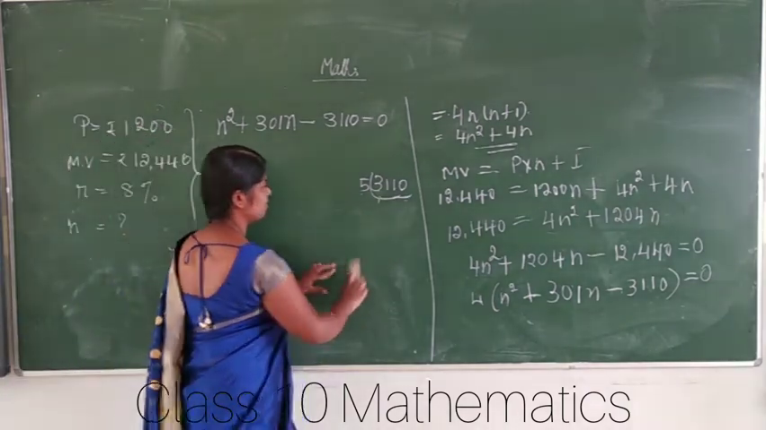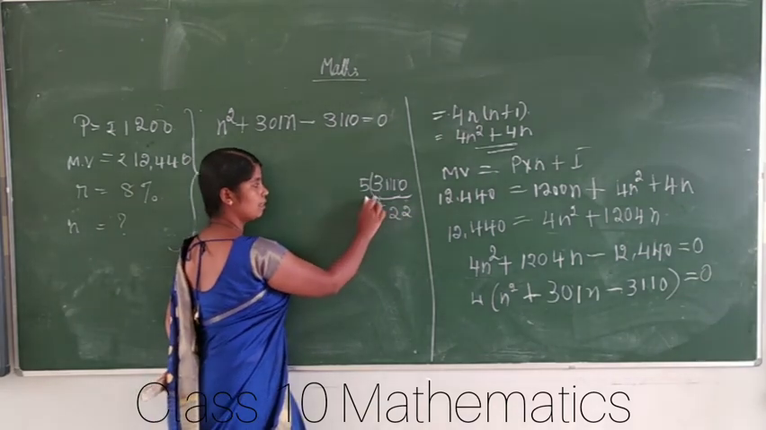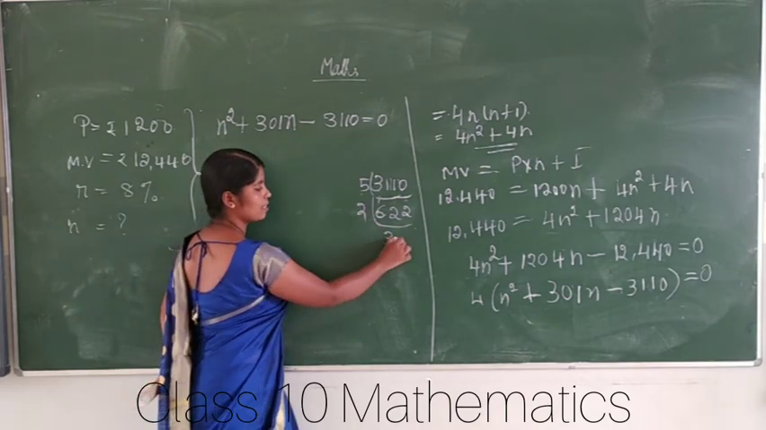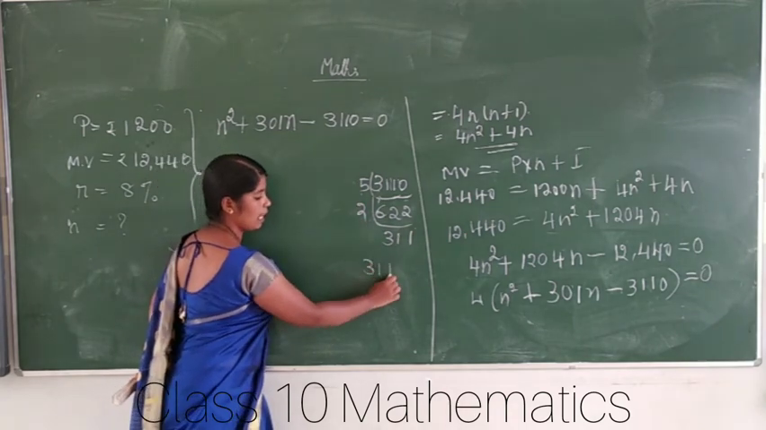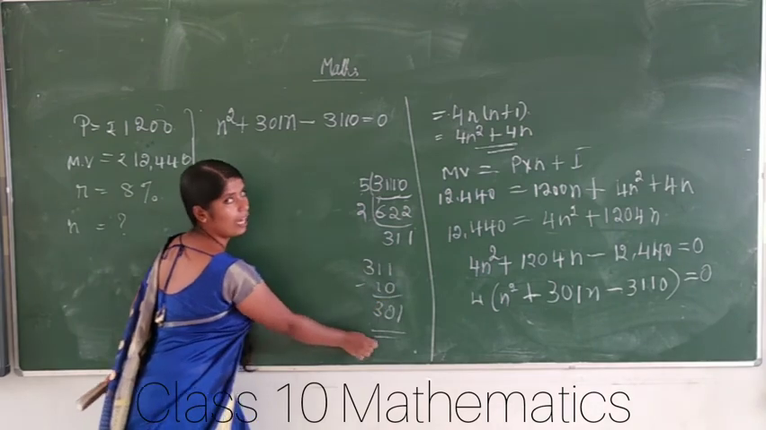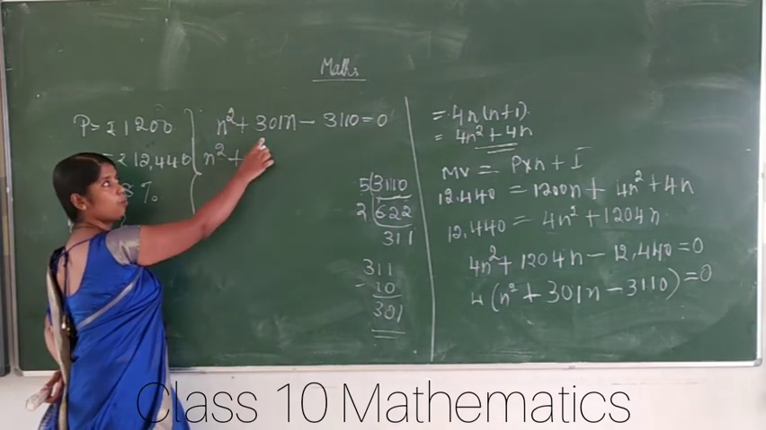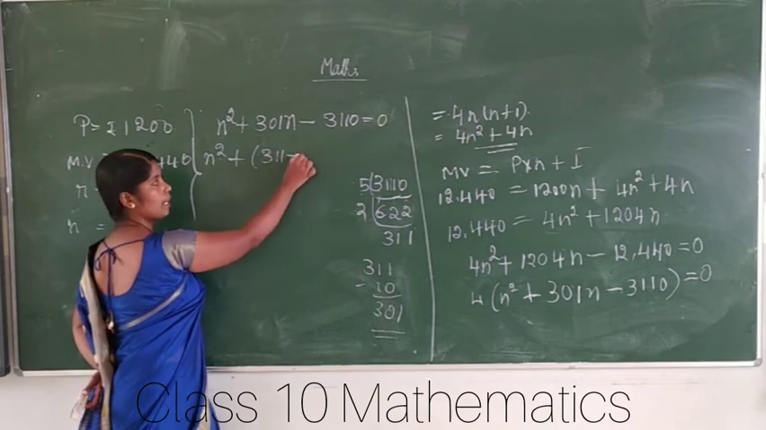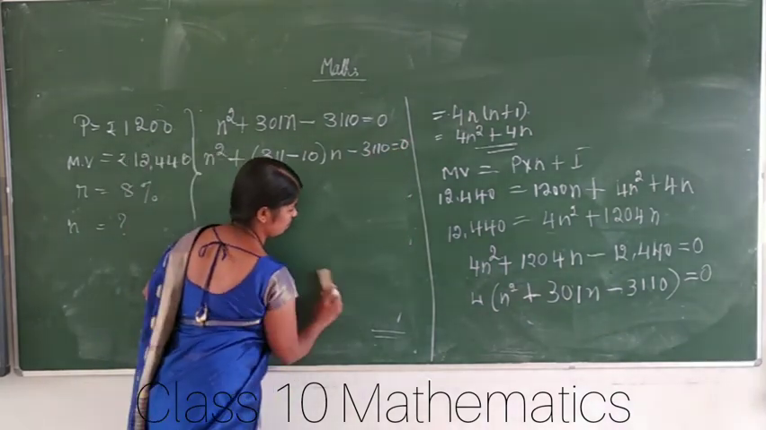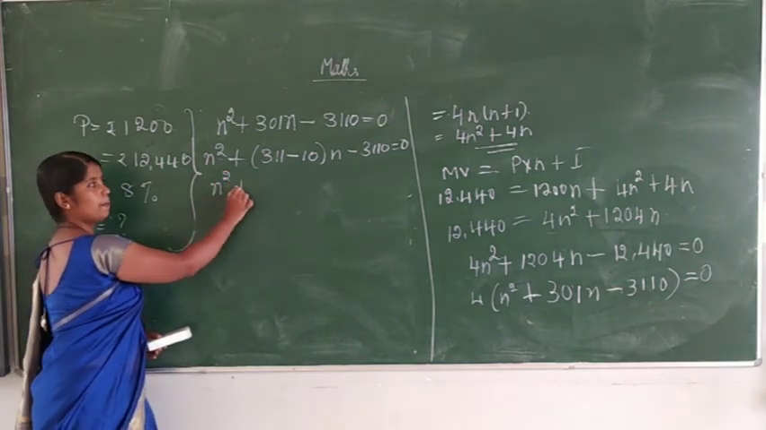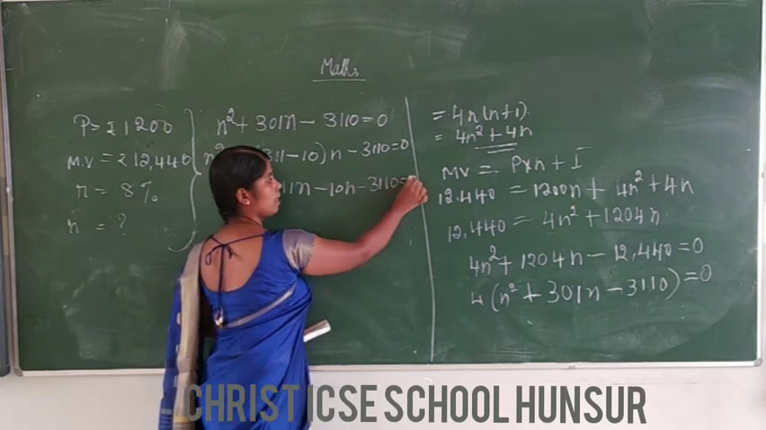Five, six, seven, 30, 1 is 11. So instead of 301, we are going to substitute 311 n minus 10 n minus 3110 equals to 0. Then n square plus 311 n minus 10 n minus 3110 equals to 0.